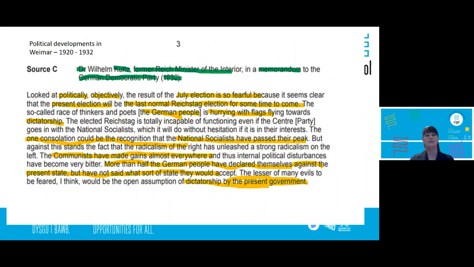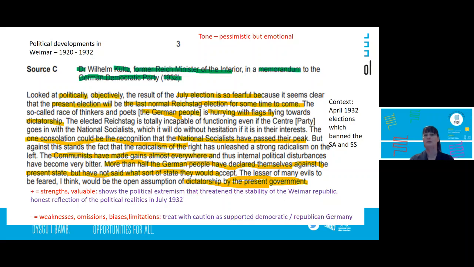And source C, this was the memorandum to the German Democratic Party. The tone here is quite pessimistic, but it's also quite emotional as well. So we're looking at the context, what's going on at the time. It's April 1932, elections, which banned the SA and the SS. The strengths of this source: it shows the political extremism that's threatening the stability of the Weimar Republic. It's an honest reflection of the political realities in July 1932.